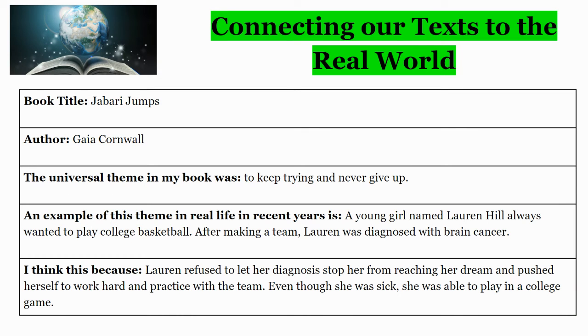So here's the example that I found when I did my search for never give up. The book title is Jabari Jumps. The author is Gaia Cornwall. And the universal theme that I said was to keep trying and never give up, right? That idea of perseverance. So, an example of this theme in real life in recent years is a young girl named Lauren Hill, who always wanted to play college basketball. After making a college team, she was diagnosed with brain cancer.